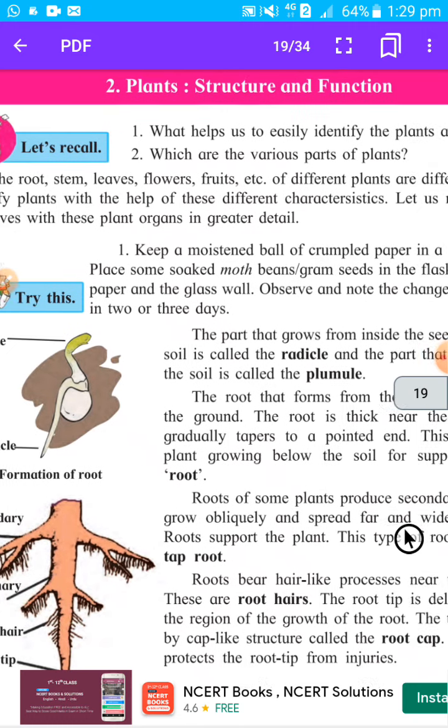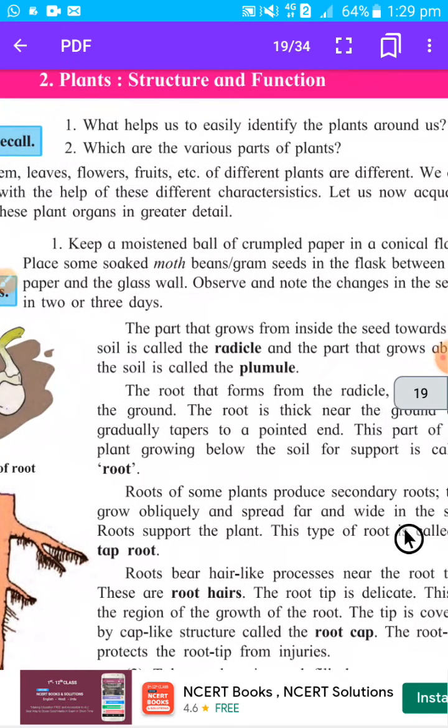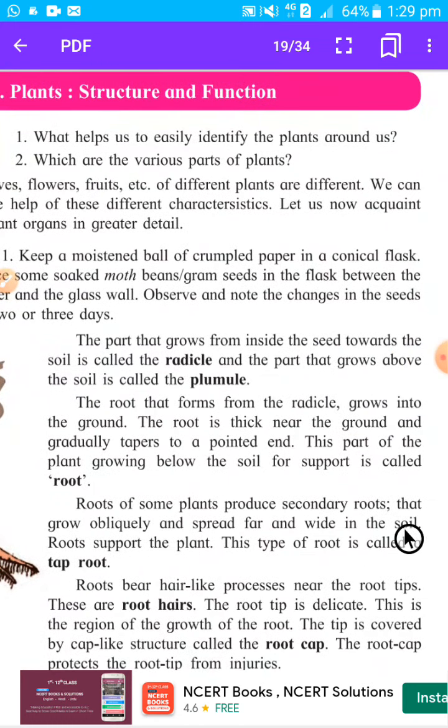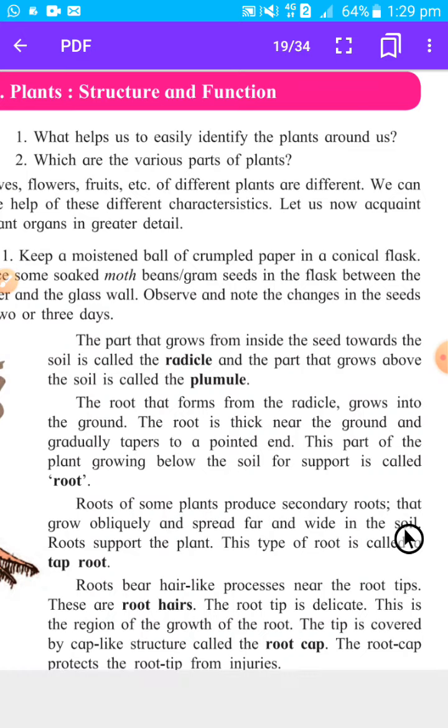Okay, so let us recall what helps us to identify the plants around us. Various plants have various types of leaves, various types of flowers. From that we can easily identify which type of plant is there. For example, take a rose plant and a hibiscus plant. They have various types of leaves and flowers. So from that we easily identify which is the rose plant and which is the hibiscus plant.